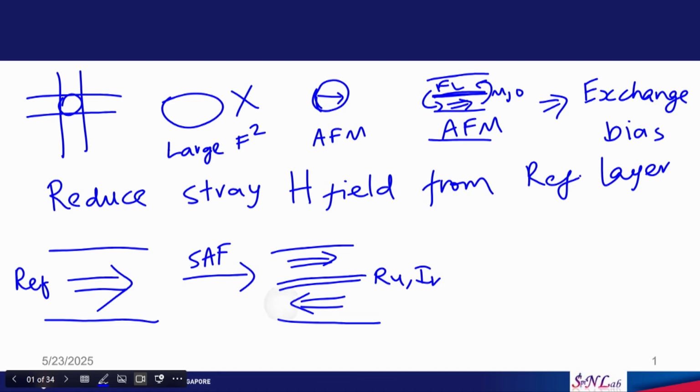So, in this configuration the stray field will be contained within the reference layer. So, the stray field from here will go here, and the stray field from the top of the reference layer will go to the bottom of the reference layer. So, if you have magnesium oxide and free layer here, the free layer will not see any stray magnetic field from the reference layer. So, these are the advanced designs of in plane MRAM.